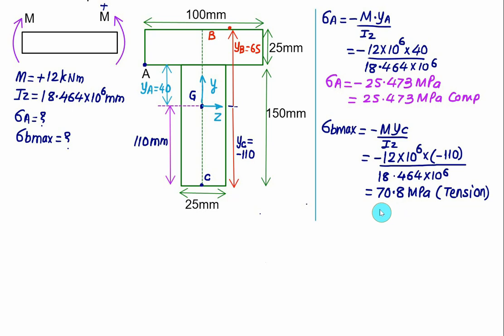Already we have proved in the last problem that the bottom of the web fiber will always have a maximum value of stress, maybe compression or tension, but it depends upon the value of M. If it is sagging, then we have tension, and if it is hogging, then it is a case of compression. So compressive stress will be produced in the case of hogging, and tensile stress will be produced at the bottom of the web if we have sagging.